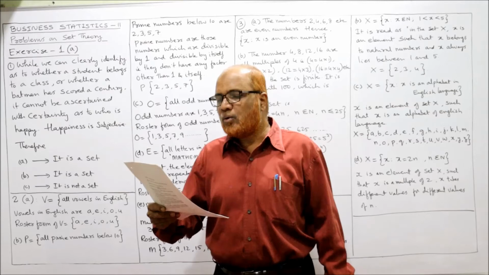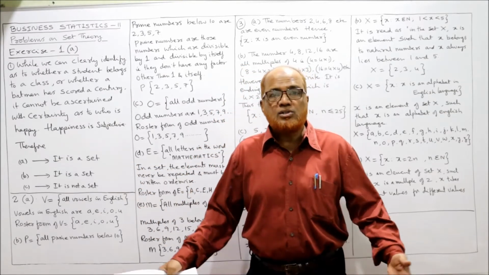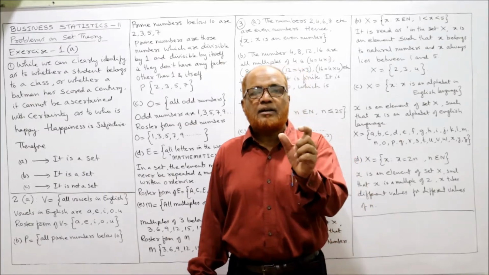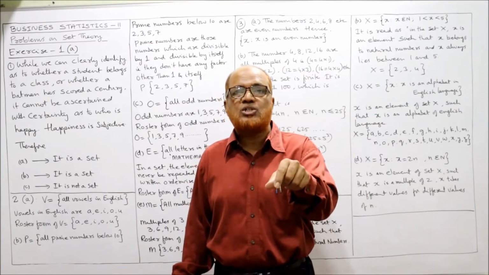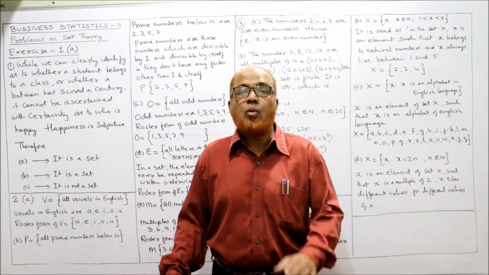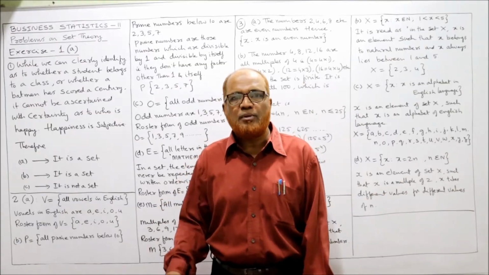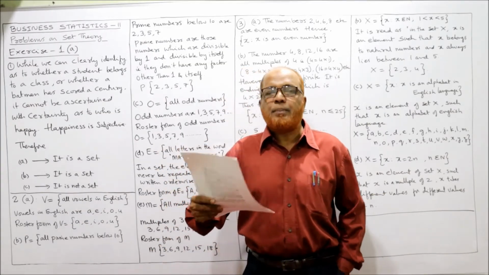Second, the batsmen who scored a century in the World Cup 2015. Yes, of course, because we have a limited number of batsmen who scored a century in the World Cup. So we can put in brackets the batsmen who have scored a century in the World Cup. A set can be formed.